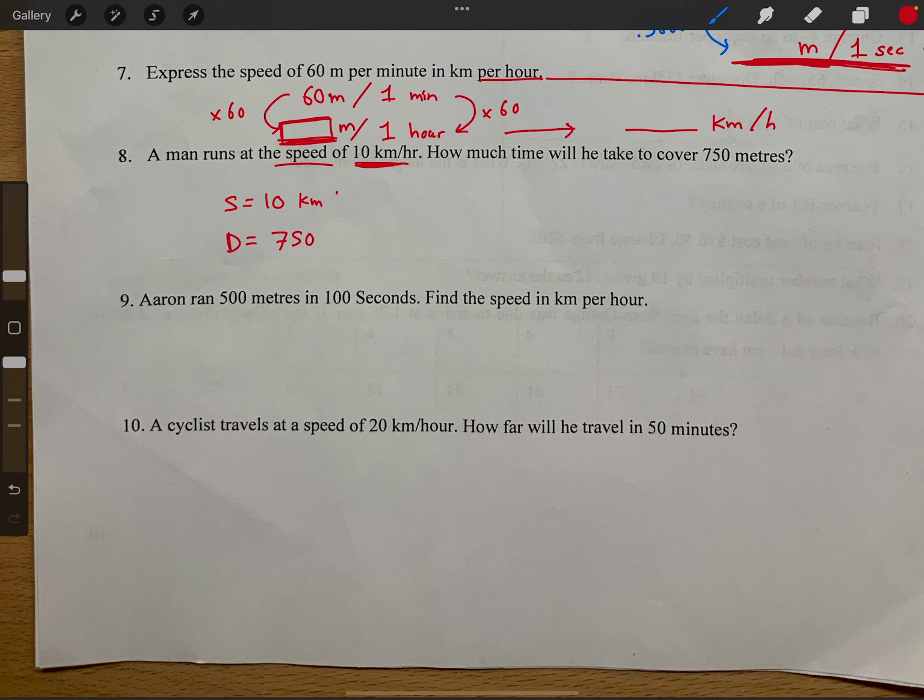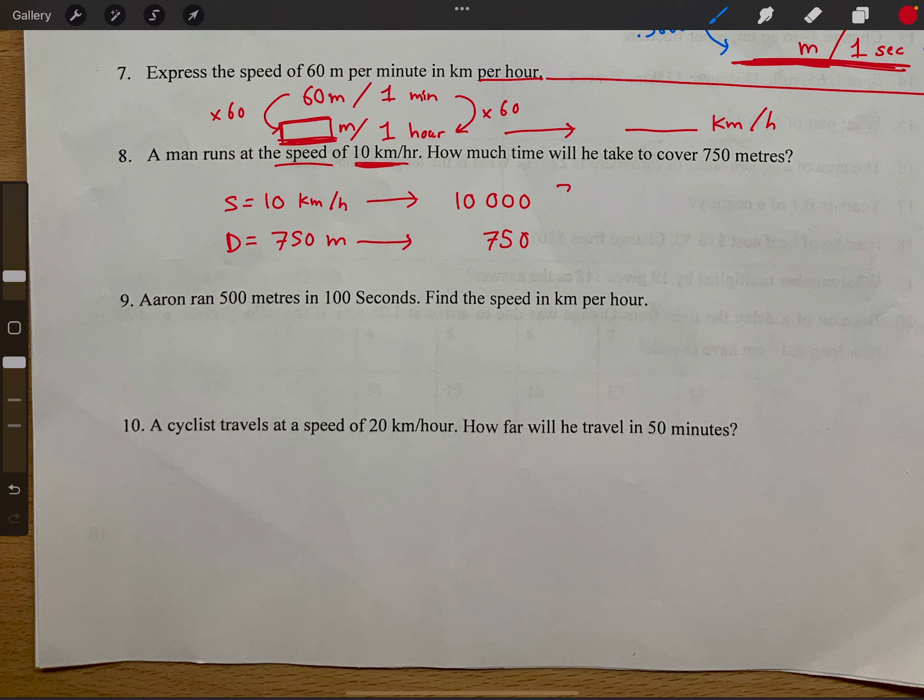Now we can't deal with these right away because they're different units. One is in kilometers, one is in meters. So what we're going to do is make them the same. So let's change kilometers to meters, might be easier. So the speed will be, instead of 10 kilometers per hour, 10,000 meters per hour. All right, so now it's in meters, so I can just get rid of that. This will be 750. Now they're both in meters. All right, I can work with this now.